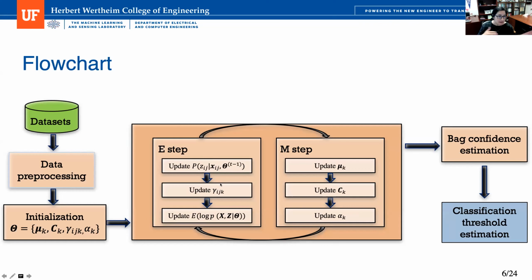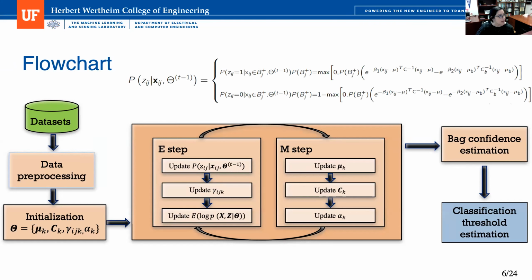And we alternate back and forth between updating our probabilities of whether we think a point is a target or not, and updating our target distributions, okay? And I won't go through all the math, but essentially this probability is where we build in the information from the negative bags.